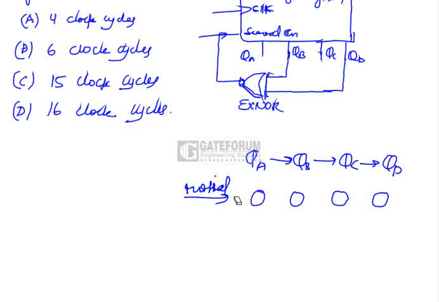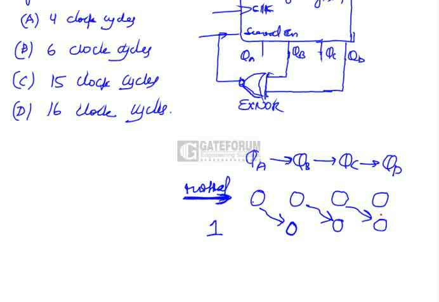Now what we have to find here is when the output is going to be repeated. That means when this initial condition is going to appear again in this shifting sequence. The initial conditions are 0, 0, 0, 0. When you give a clock pulse, what should be the output of these 4 registers? QA is shifted to QB, similarly QB is shifted to QC and QC is shifted to QD.